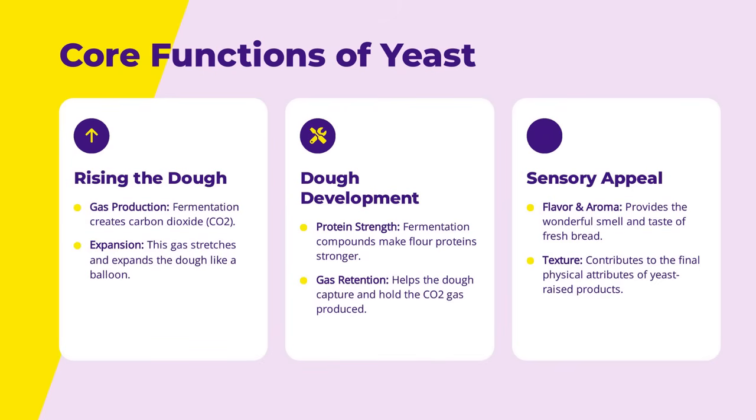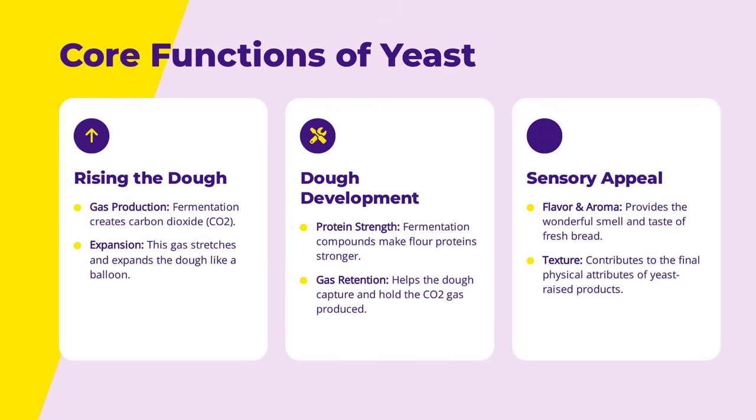The second function is dough development. Fermentation not only produces gas but also strengthens the protein structure of the dough. A stronger gluten network can retain more carbon dioxide, producing bread with better volume and texture.